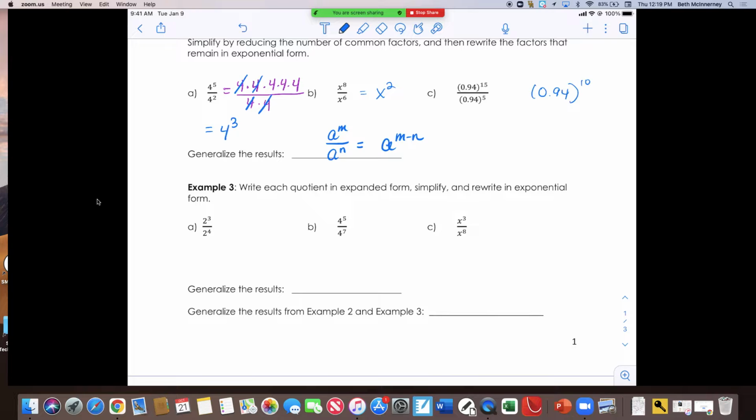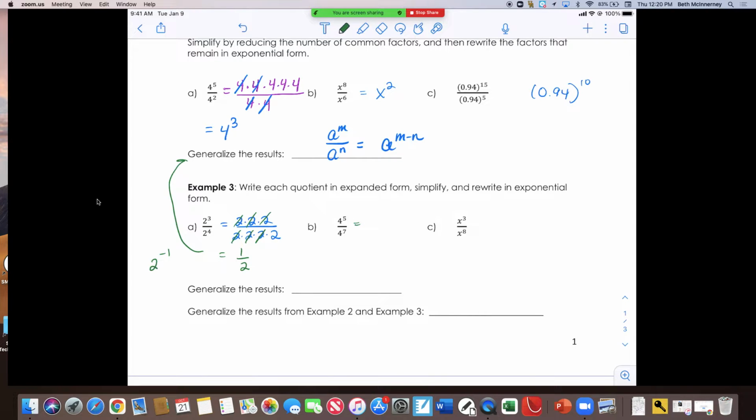All right, in example 3, if I have 2 cubed divided by 2 to the 4th, so I can cross out, and do you notice you get 1 over 2? You actually get 1 over 2. The 2's in the bottom. So let's circle back to this one up here. Wouldn't 3 minus 4 be negative 1? And so we've sort of been using this one already, and that's okay.